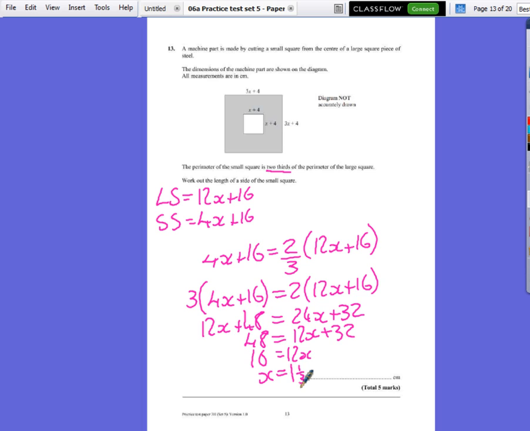So we now want to work out the length of the small square. So the length of the small square is x plus 4. So substituting 1 1/3, or 1.3 recurring, into that, we will get 5 1/3 centimetres, or 5.3 recurring.